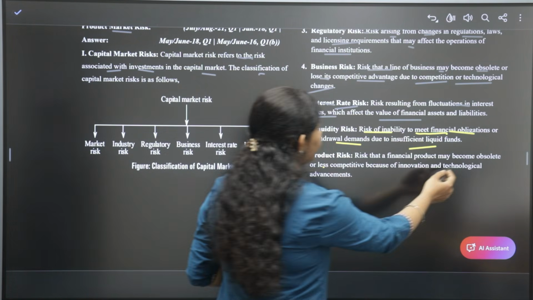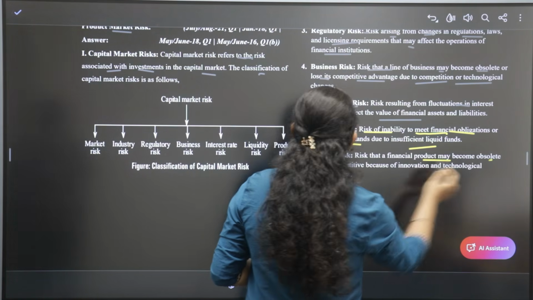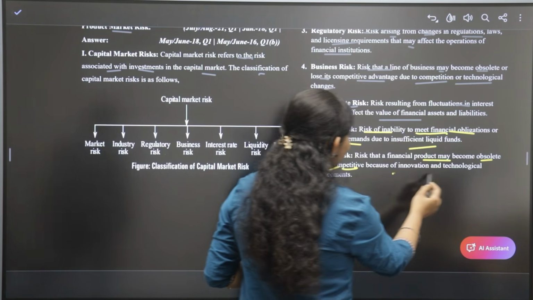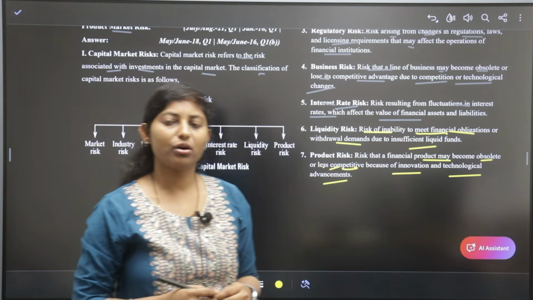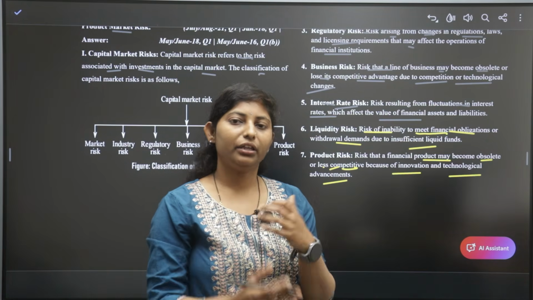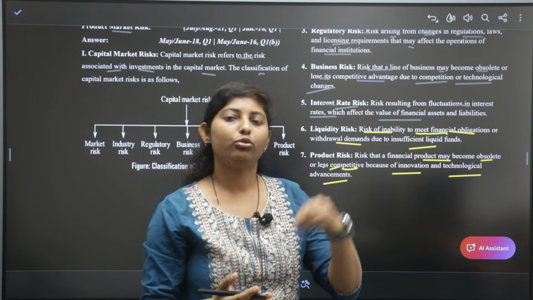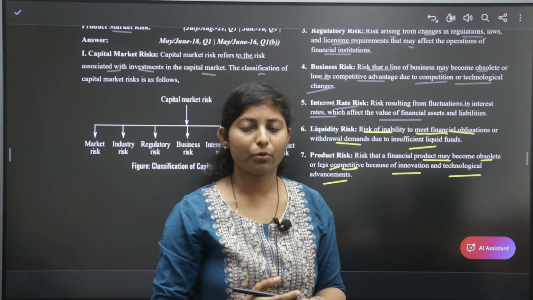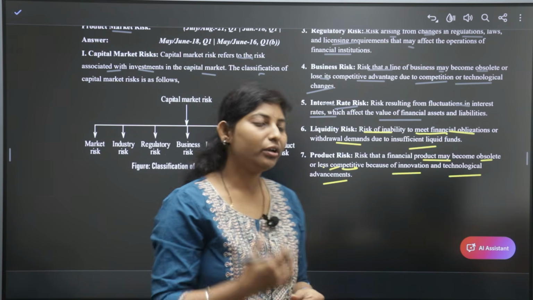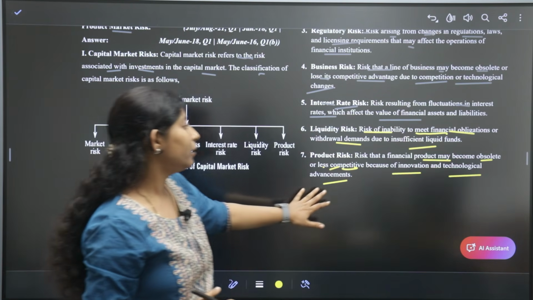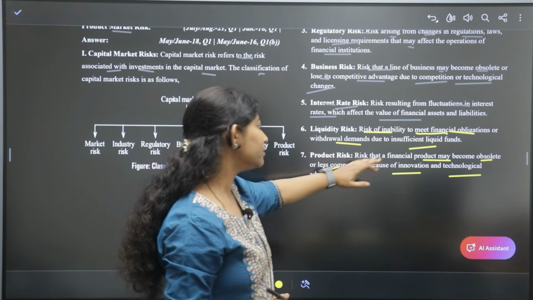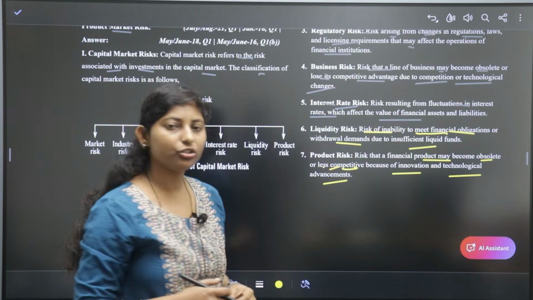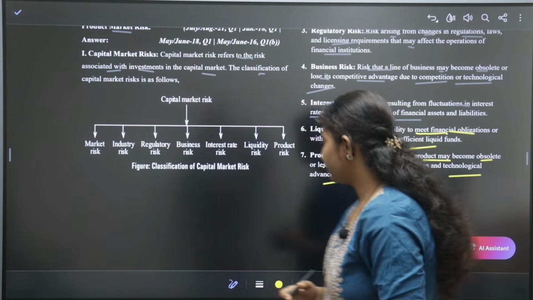So a product may become obsolete or less competitive because of innovation and technological advancement. Product risk means we need to concentrate on products, add some new things, some extra features and characteristics in our product. We need to add some new technologies. If we add all those things, we won't get product risk. Otherwise we will be facing such product risk in our business.